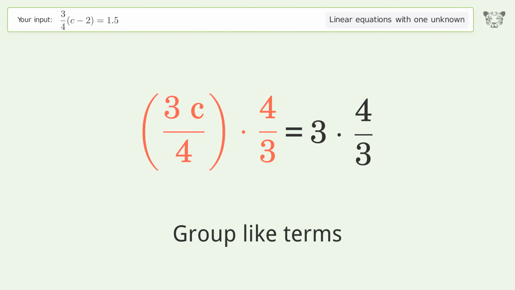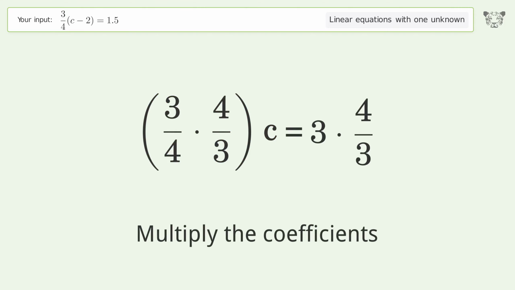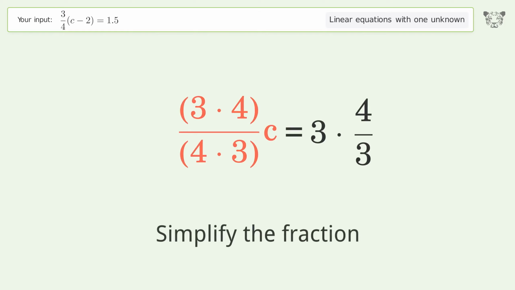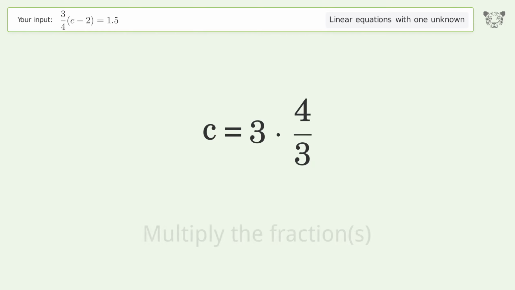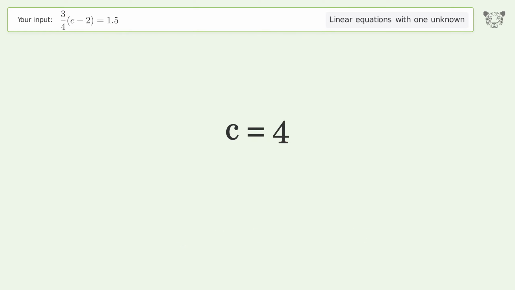Group like terms. Multiply the coefficients. Simplify the fraction. Multiply the fractions. Simplify the arithmetic. And so the final result is c equals 4.